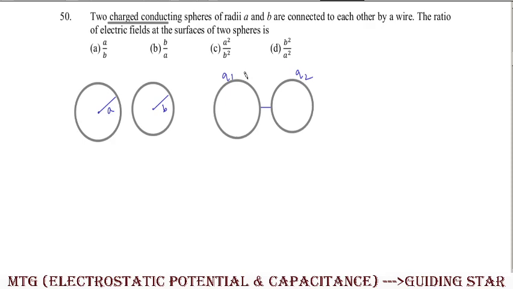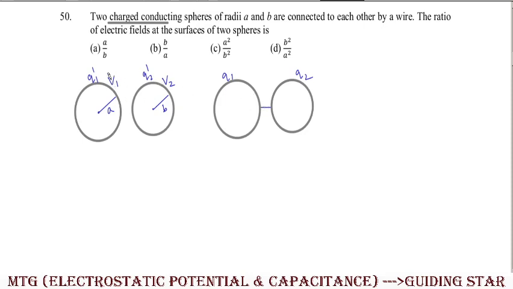So when we are connecting two charged conducting spheres, there will be a redistribution of charges. Initially suppose the charges are q1 prime and q2 prime. Finally after connecting, the charges will change to q1 and q2. Why are the charges changed? Because they are connected. Suppose this sphere has potential v1 and here it has potential v2 initially.